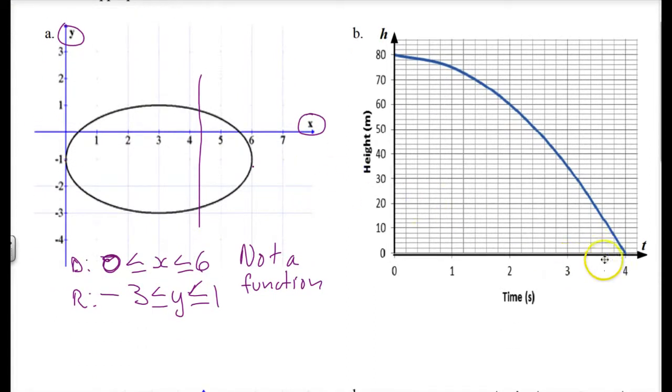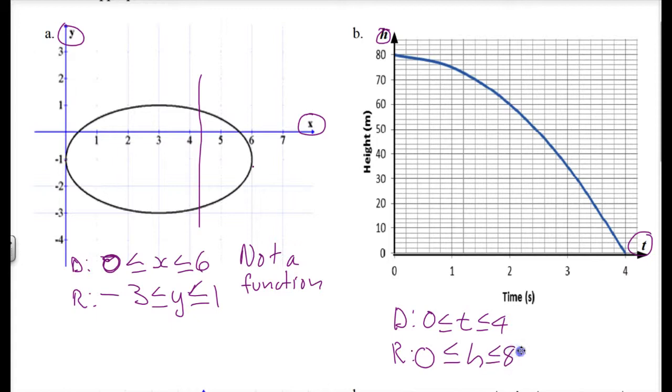In this case, our variables are t and h, so we have time and height. The time goes from 0 to 4. 0 less than or equal to t, which is less than or equal to 4, and it's assumed that it's real numbers. And the range goes up to 80, from 0 to 80. 0 less than or equal to h, less than or equal to 80. And this is a function, since no time value could have more than one height associated with it. This is one single object. It can't be in two places at the same time.